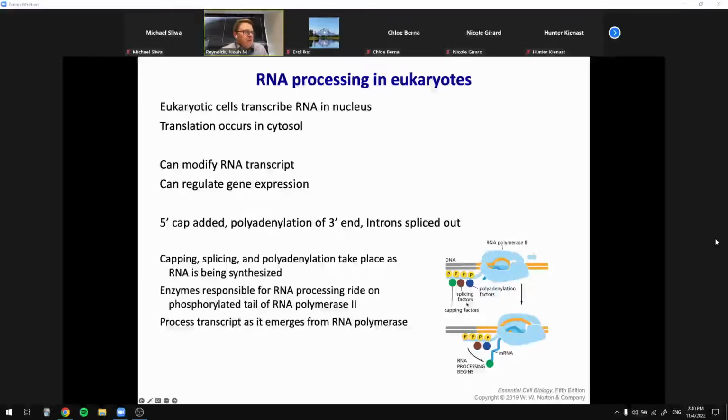But as I said before, all those factors that do that processing can ride along with the polymerase. So as the transcript is coming off the polymerase, we can already have those happening. Like capping, as we get that 5' end of the transcript made, the enzymes are there and can process and cap the messenger RNA. So once it comes off, it doesn't need to be capped, it's already been done.